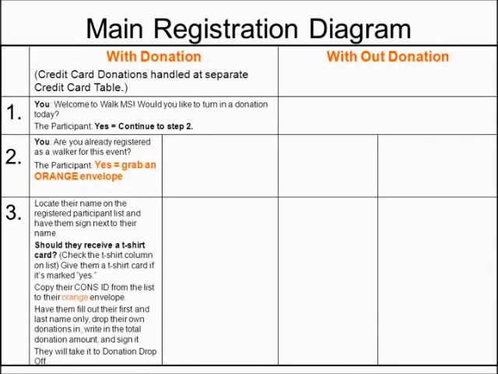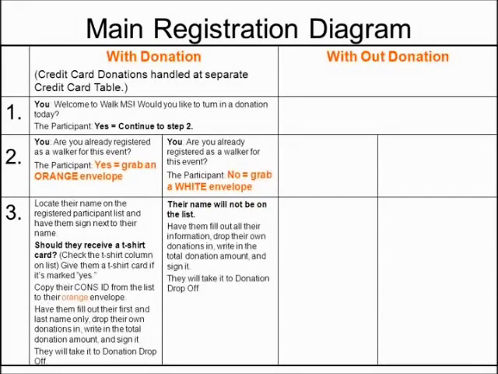If a participant would like to turn a donation but is not registered, grab a white envelope. Their name will not be on the list because they have not registered yet. Have them fill out all their information, drop their own donations in, write in the total donation amount, and sign it. They will take it to donation drop-off.